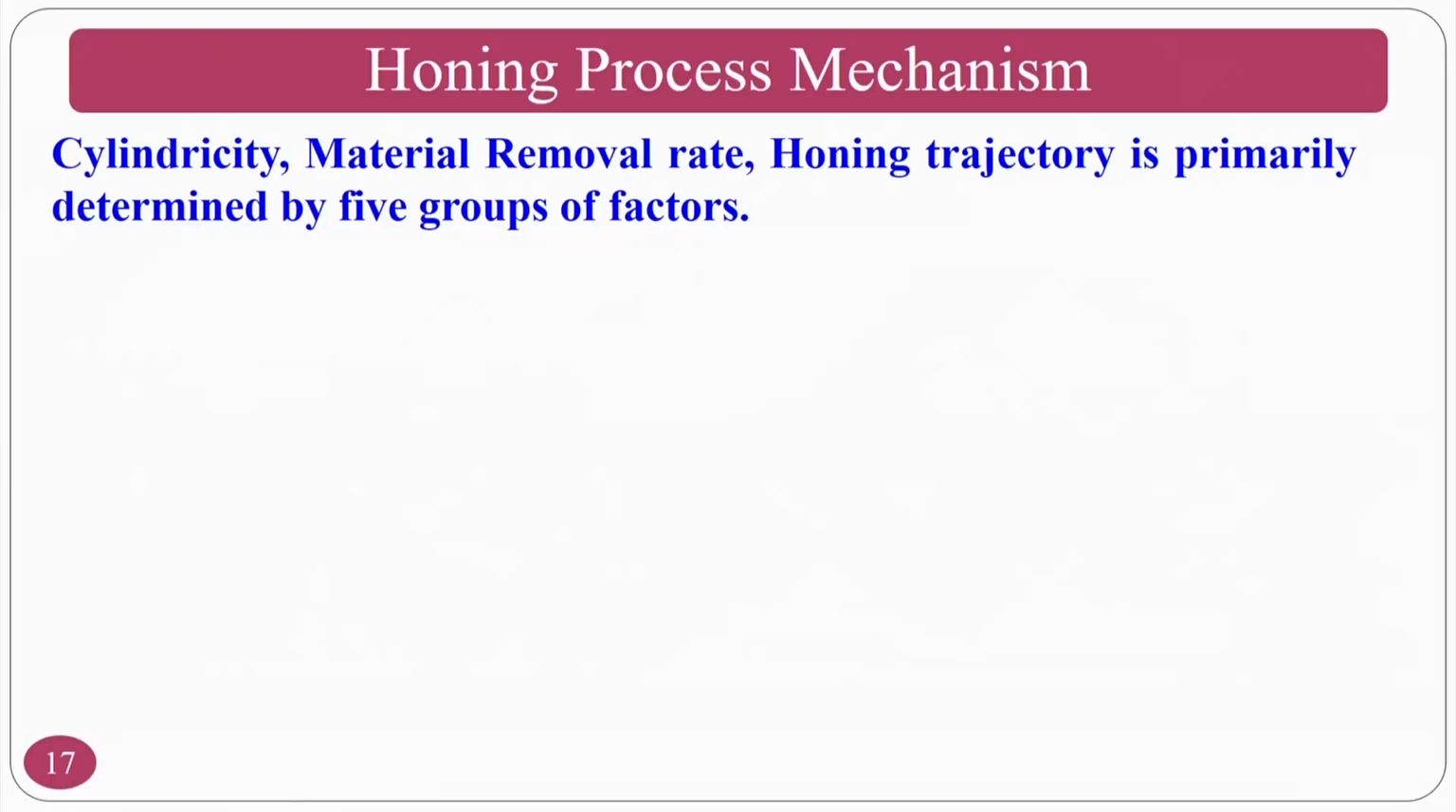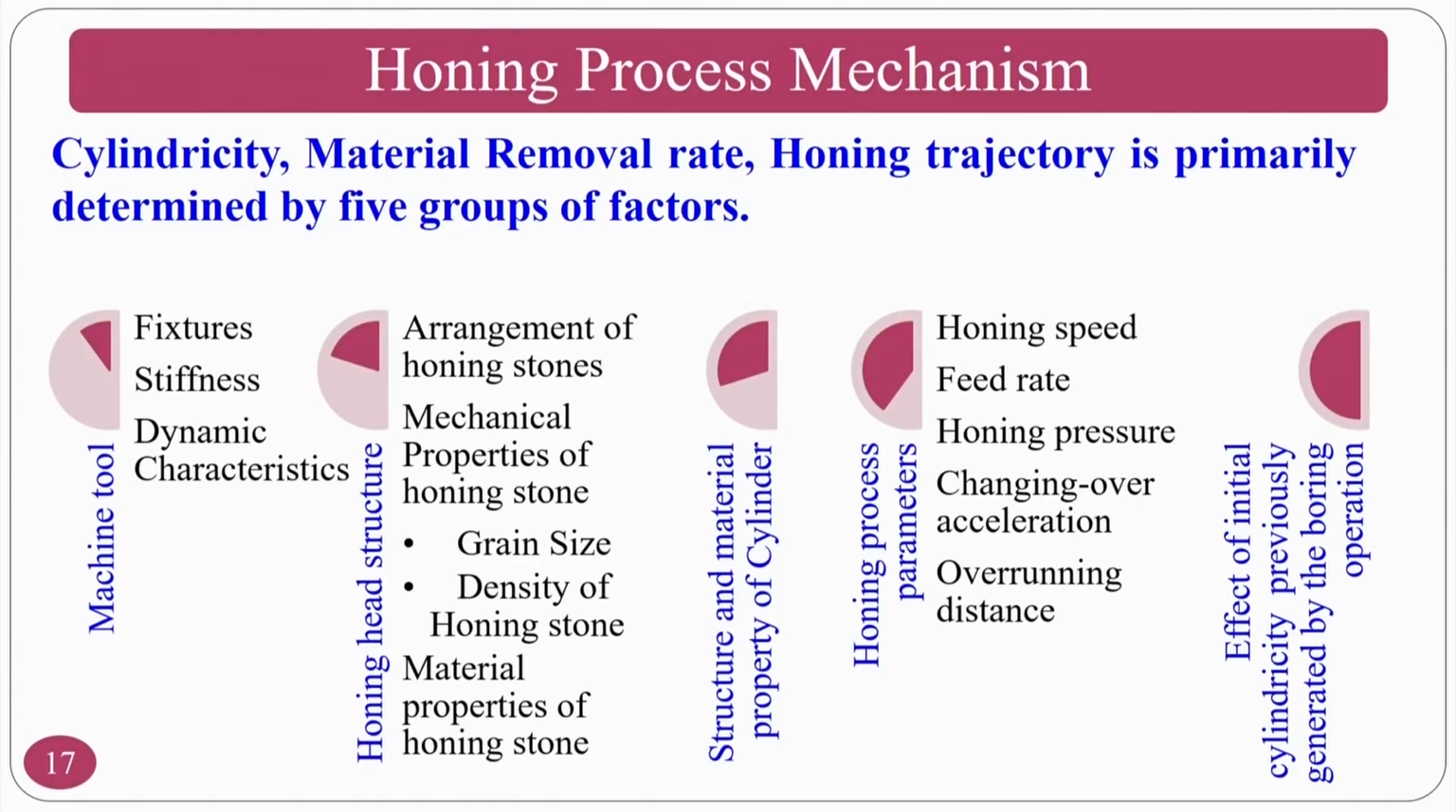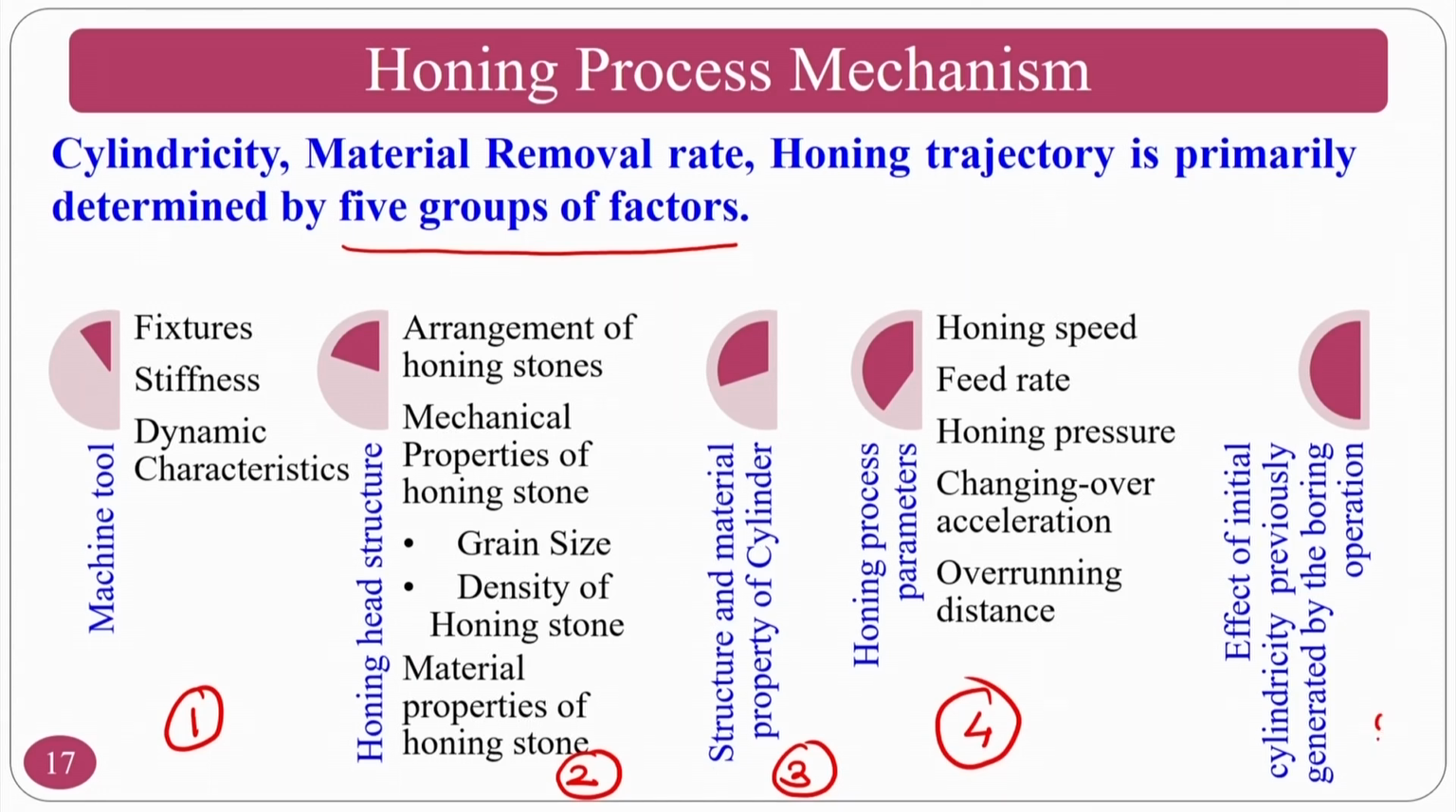Honing process mechanisms: the cylindricity, material removal rate, and honing trajectory are primarily determined by 5 groups of factors. Group 1 is the machine tool, second is the honing head, third is the structure and material properties of the cylinder, fourth is the honing process parameters, and fifth is the effect of initial cylindricity, that is nothing but initial conditions of the workpiece and other things. Okay. So, we will elaborate all these things in the next slides.